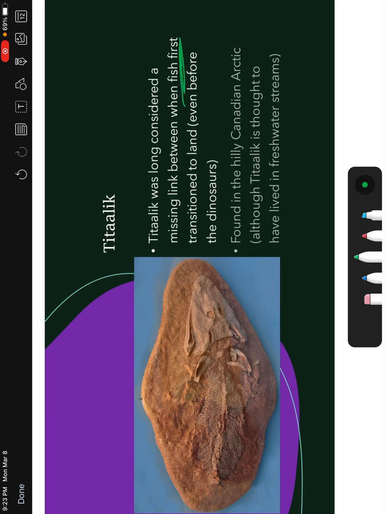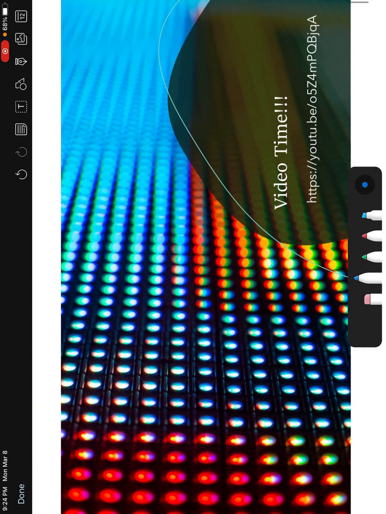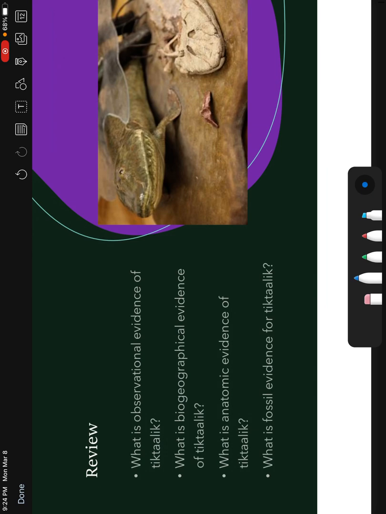Tiktaalik was long considered a missing link between when fish first transitioned to land, and this was way before the dinosaurs, about 100 million years before the dinosaurs actually. This fossil was found in the hilly Canadian Arctic, although Tiktaalik is thought to have lived in freshwater streams, not in the Canadian Arctic. They were thought to be living much closer to the equator. So keep this in mind for the review at the end. And that would be a great time to stop and go watch the Tiktaalik video. It's about 2 minutes.